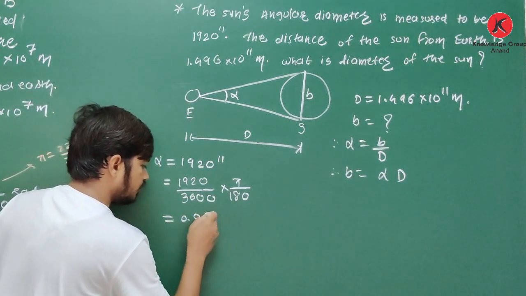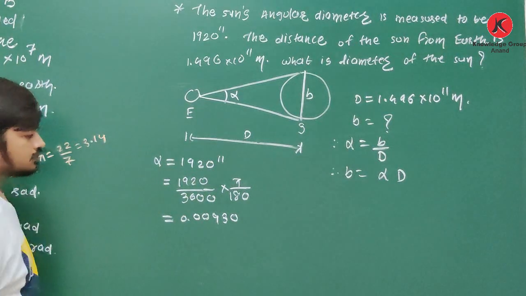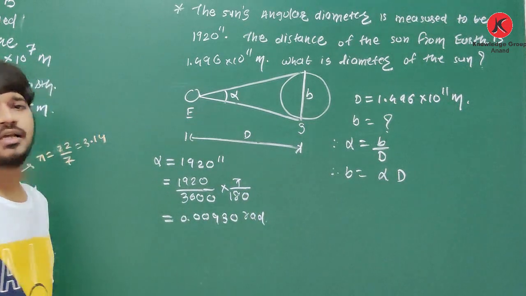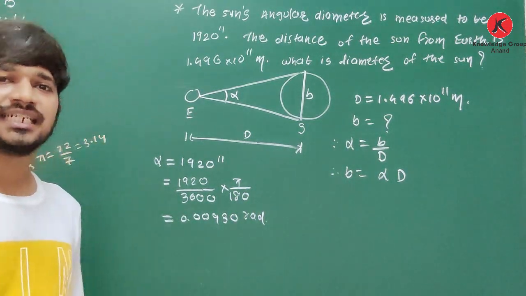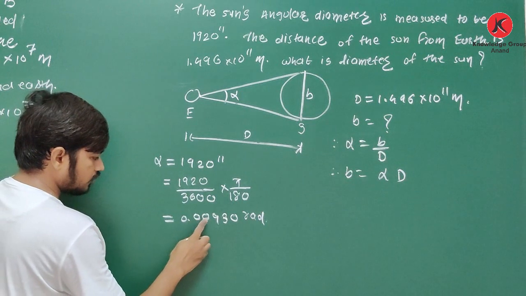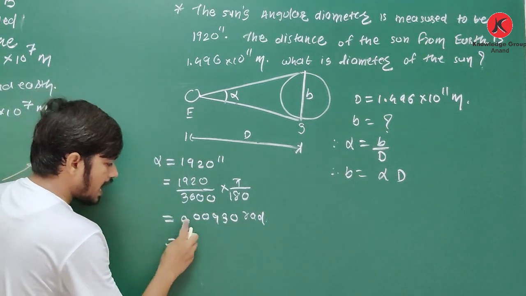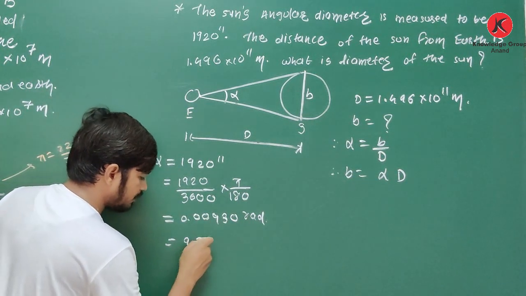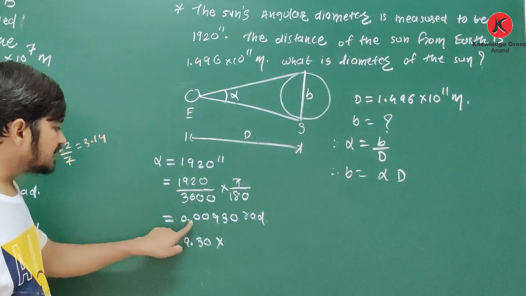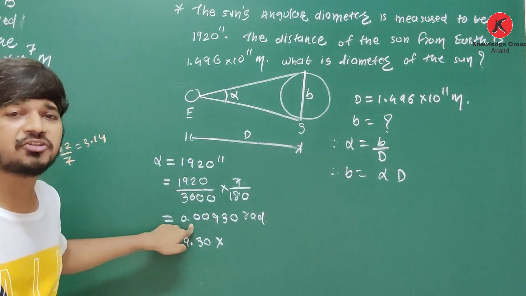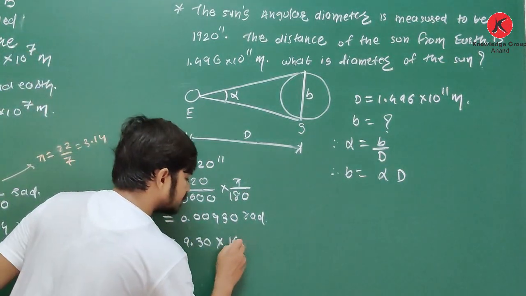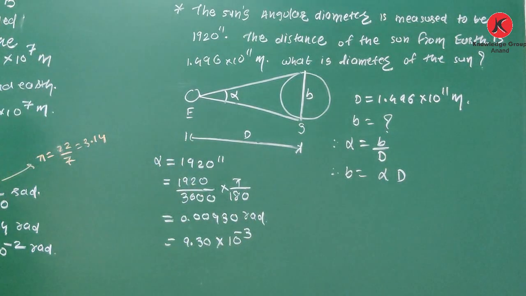That is 0.00930 radian. Yes, it is your right answer. But how to write this answer? It is non-zero after the zeros, so I have to displace this decimal point by 1, 2 and 3 steps, meaning 9.30. As this decimal point is displaced by 3 steps to the right side, you have to decrease the power of 10 by 3. That is 10 raised to minus 3.